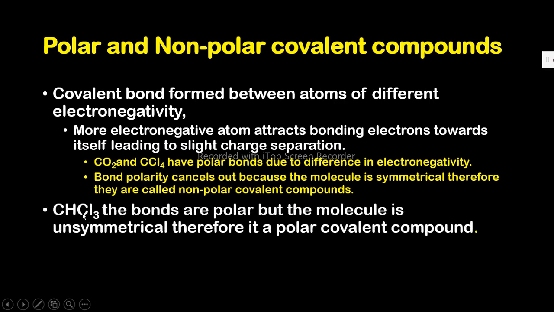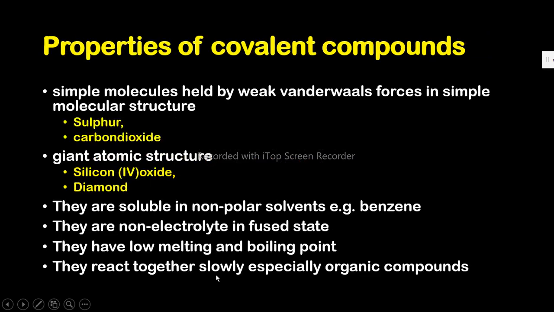Now for trichloromethane, the bonds are polar, but the molecule is unsymmetrical. Therefore, the overall compound is going to be polar. Now you have the H instead of the 4 Cl atoms. Okay? You have the H. And so what does that mean? The molecule is unsymmetrical, and so the overall molecule is going to be polar. So that's polarity in covalent compounds.